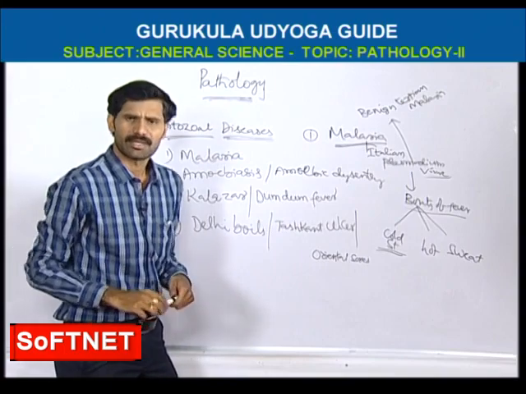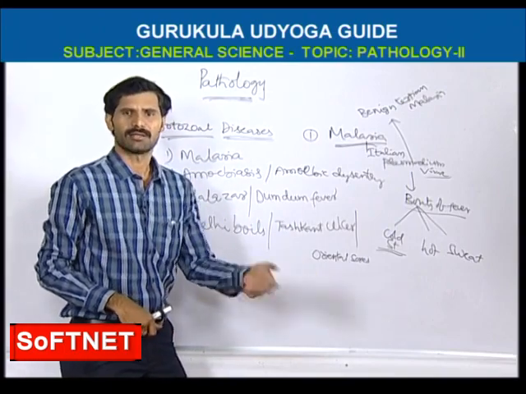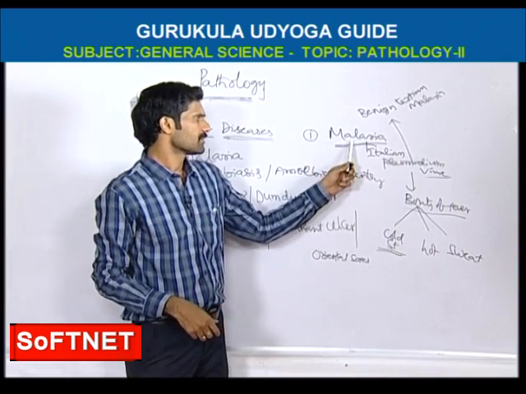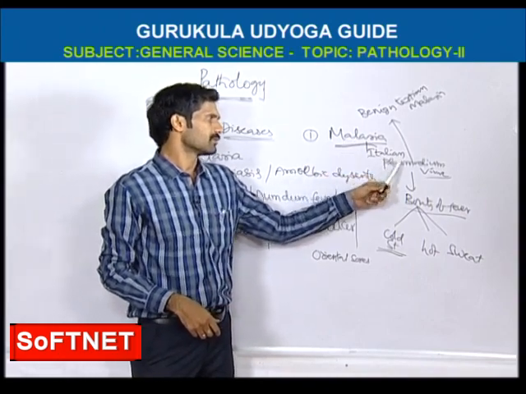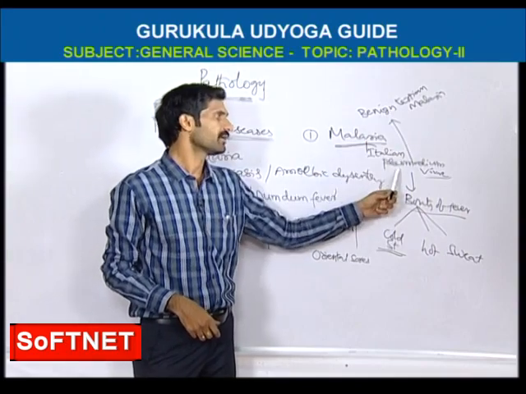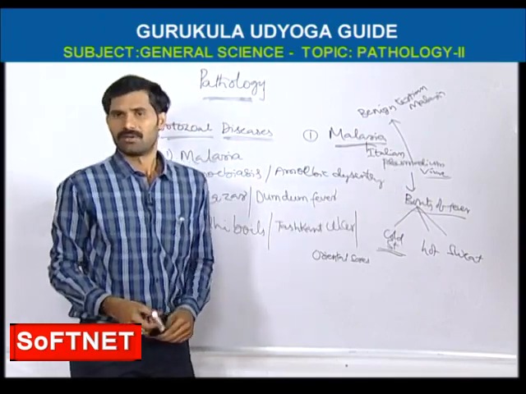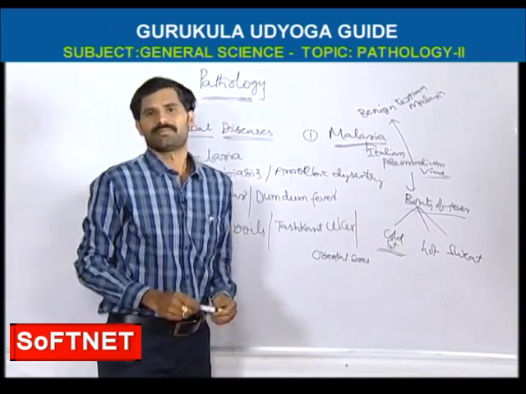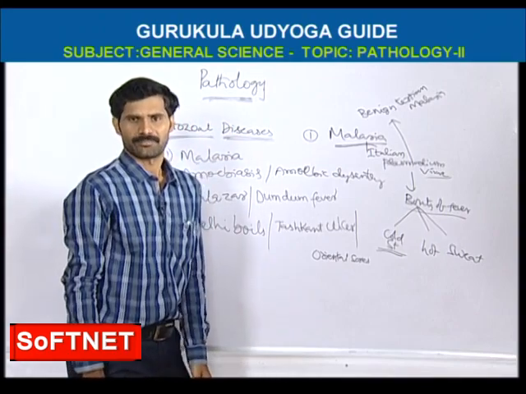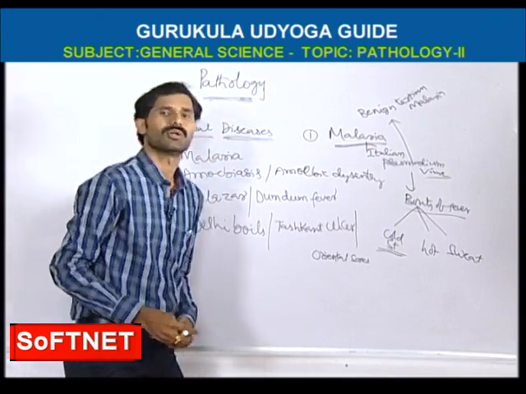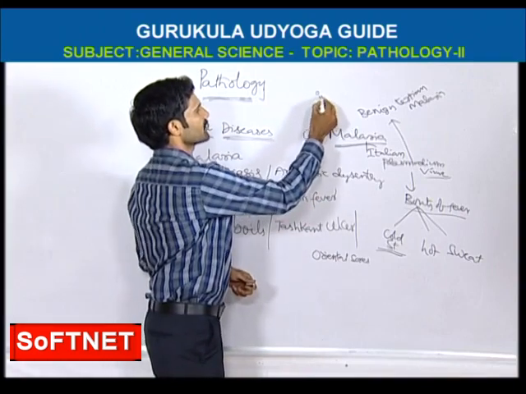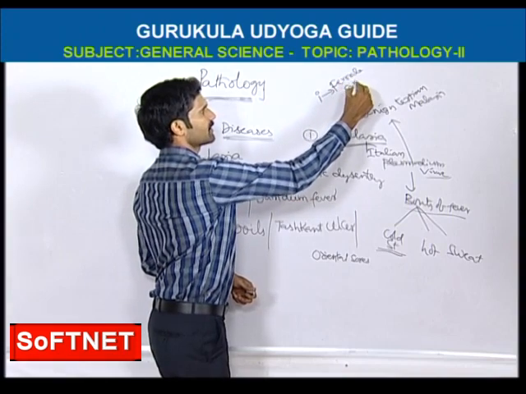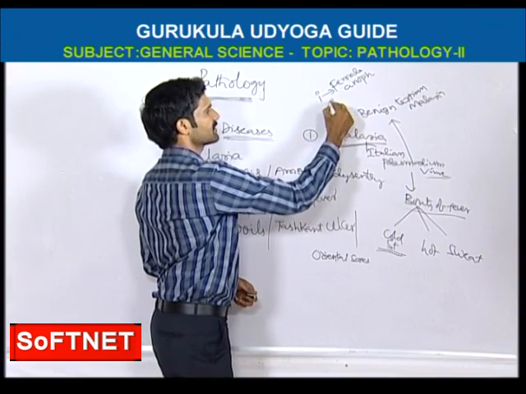Cerebral malaria or malignant malaria is caused by Plasmodium falciparum. That is different, but here we are concentrating on benign tertian malaria caused by Plasmodium vivax. For this disease, the female Anopheles mosquito is the vector and the primary host, and man is the secondary host.